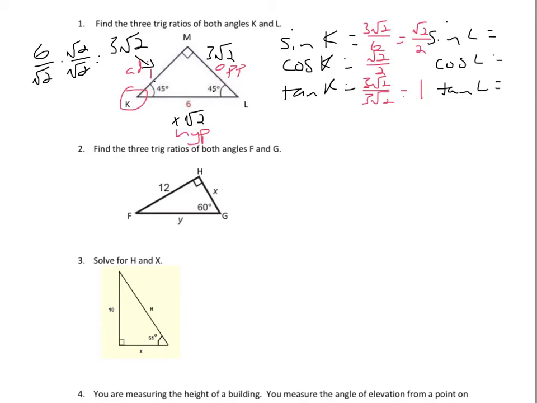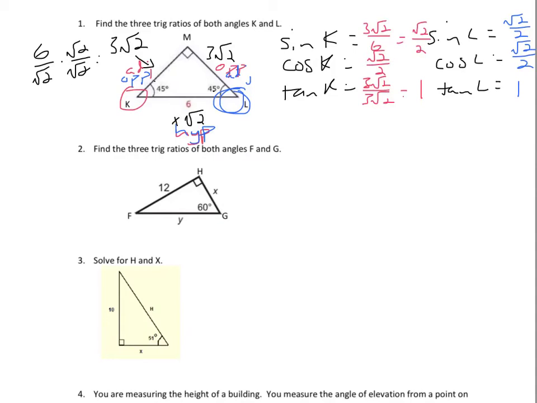And we can do the same ratios over here with L. Angle L here means the opposite is here, the adjacent is here, and this is still the hypotenuse. So when you work this one out, opposite over hypotenuse is once again 3 root 2 over 6, which is root 2 over 2. Cosine, once again 3 root 2 over 6, which is root 2 over 2. And the tangent is 3 root 2 over 3 root 2, which is 1. So you see that you get the exact same ratios for a 45, 45, 90 triangle.